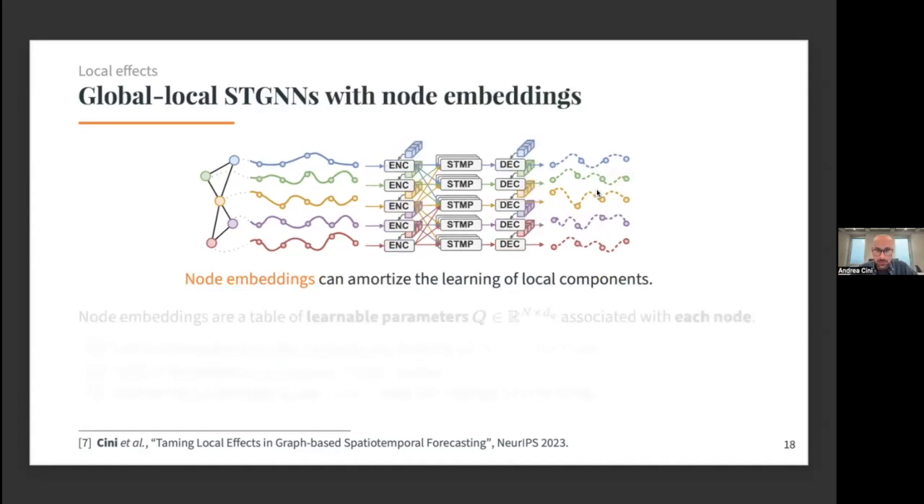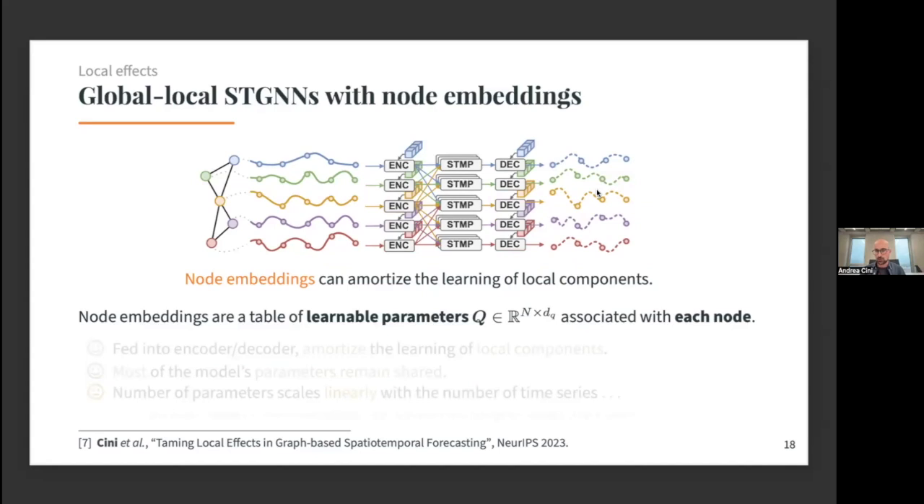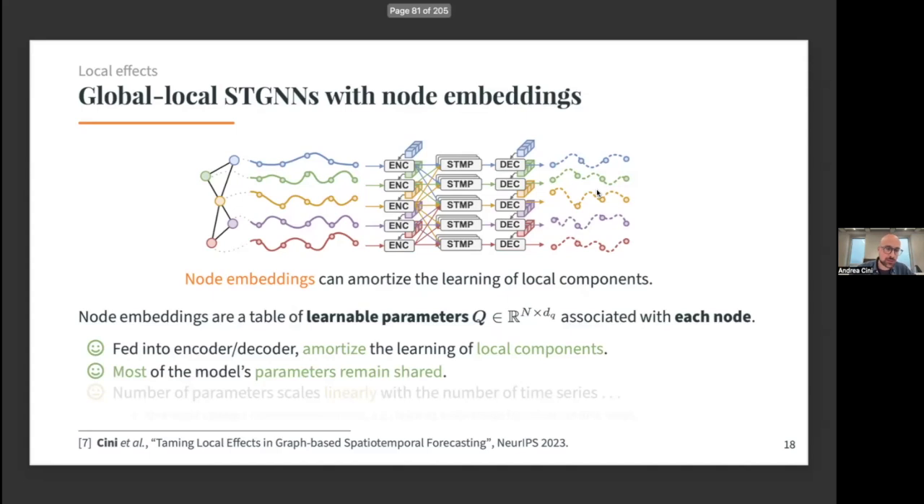Now, one way of amortizing this cost is to consider a table of node embeddings rather than an entire layer or stack of layers. Here, the idea is that we would have a table of learnable parameters where each row of the table is basically a vector of learnable parameters associated to a node. And we can feed these embeddings to the encoder and decoder to make the processing more local, so more specific to the single time series that we want to forecast. The advantage here is that this allows for keeping most of the model's parameters shared, so to keep all the sample efficiency advantages that we were talking about before, while localizing the processing.